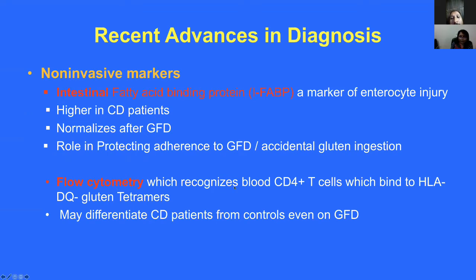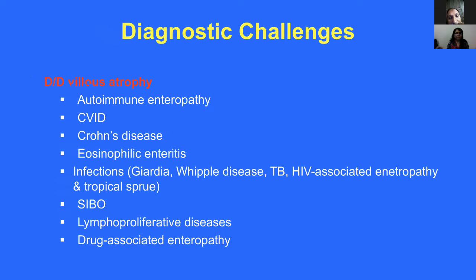Then comes flow cytometry, which recognizes blood CD4 T cells that bind to HLA DQ gluten tetramers. Thereby, this can differentiate patients with celiac disease from controls, even in patients who are already on a gluten-free diet. So flow cytometry has its own value. IFABP, intestinal fatty acid binding protein, has its own value. So these are the advanced tests which can be done in patients, although they are available only in selected centers. We may have these tests very commonly in future.